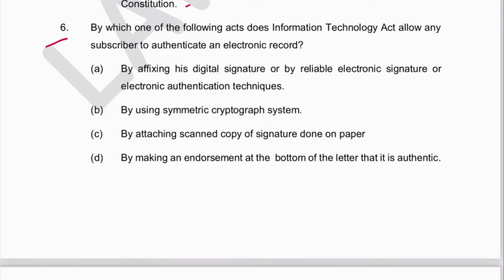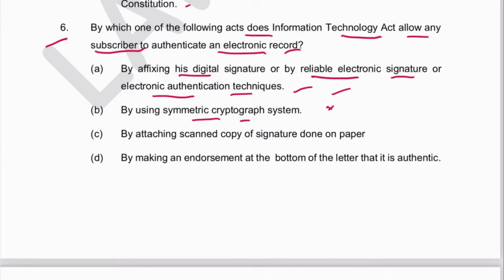Question 6. By which one of the following does the Information Technology Act allow any subscriber to authenticate an electronic record? By affixing his digital signature, or by reliable electronic signature or electronic authentication techniques. This is correct. Asymmetric crypto system, no. Attaching scanned copy, no. Making endorsement, no. So A is the answer. This is mentioned in Section 3 of the IT Act.